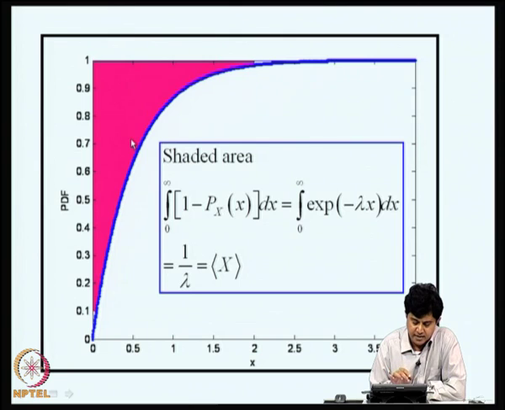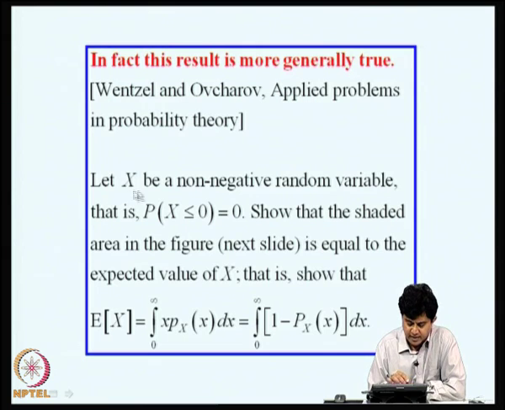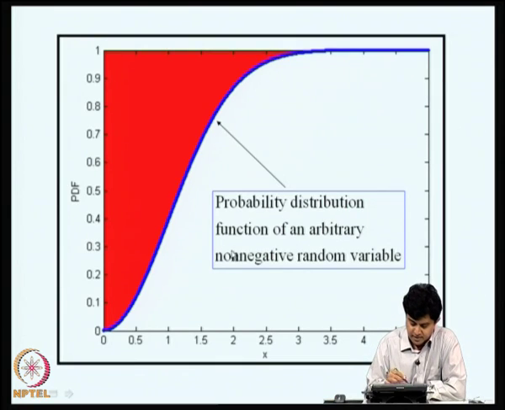But this result has more general validity. If we consider x to be a non-negative random variable, that is, the probability of x less than or equal to 0 is 0, we can show the following. In the next slide, this is now an arbitrary probability distribution function of a non-negative random variable, not necessarily exponential. So, the general result is that this shaded region, the red area here, is equal to the mean of the random variable.